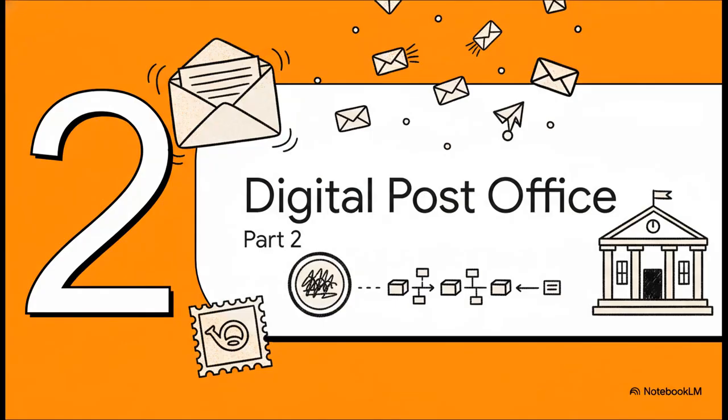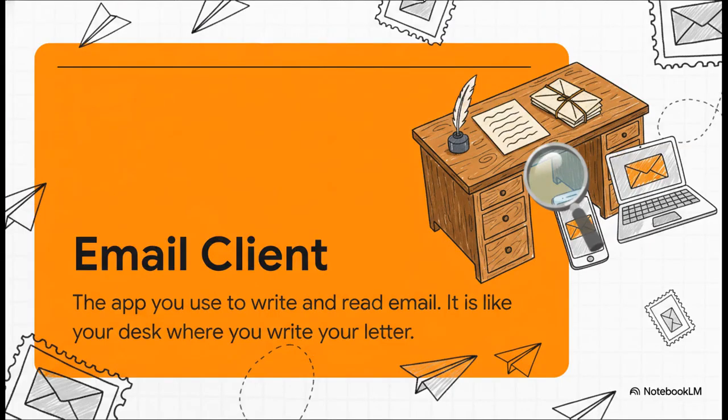All right, so you've written your email, you've addressed it. Now for the exciting part, the moment you hit send. This brings us to part 2, the digital post office. Let's find out where your email goes first. First off, you're not just writing this stuff into the void, you're using what's called an email client. That's just a fancy name for the app you use, like Gmail or Outlook. It's basically your digital desk, the spot where you write your letter and get it all ready to go.